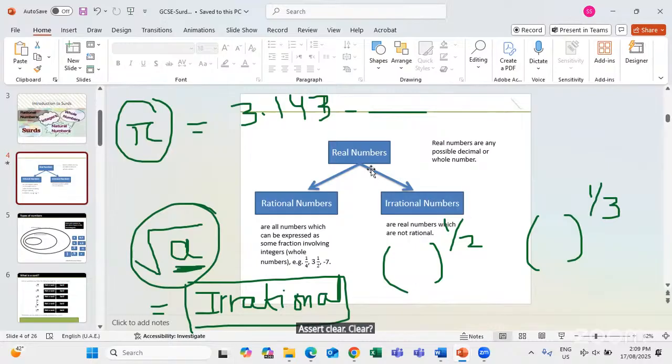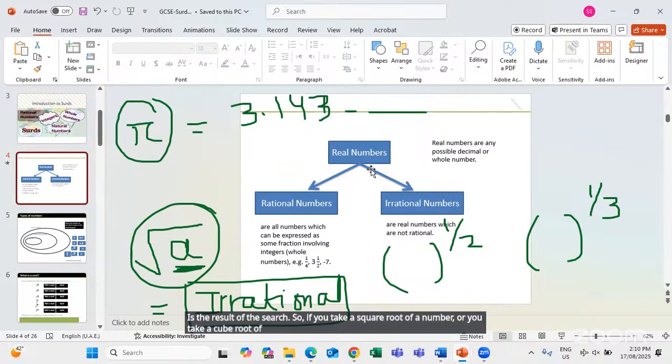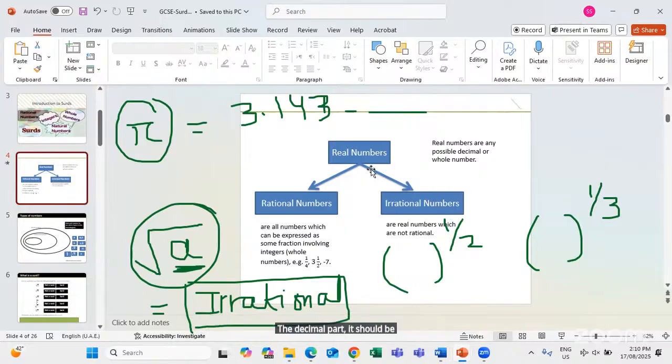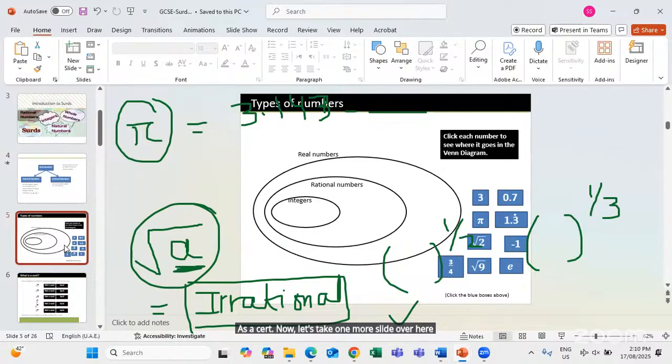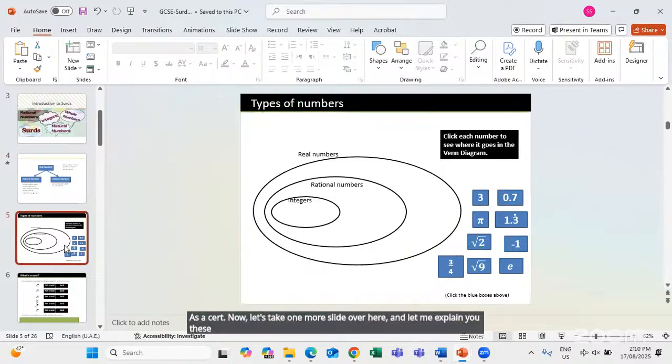Clear? So irrational numbers are the result of the surd. So if you take a square root of a number or you take a cube root of a number and it results in an irrational number, meaning the decimal part should be non-repeating and non-terminating, we call it a surd. Now let's take one more slide over here and let me explain all these things one more time.